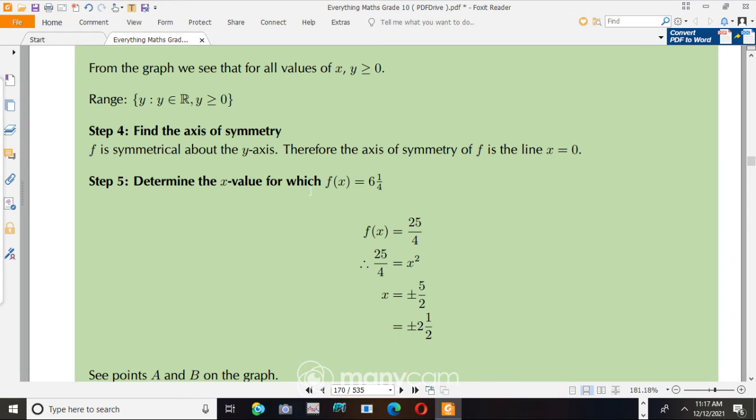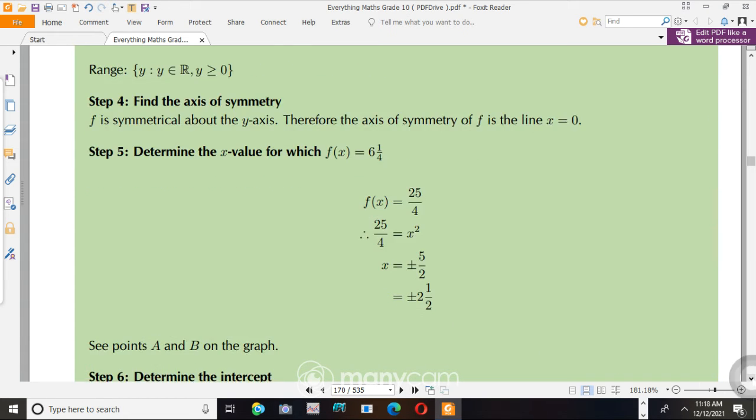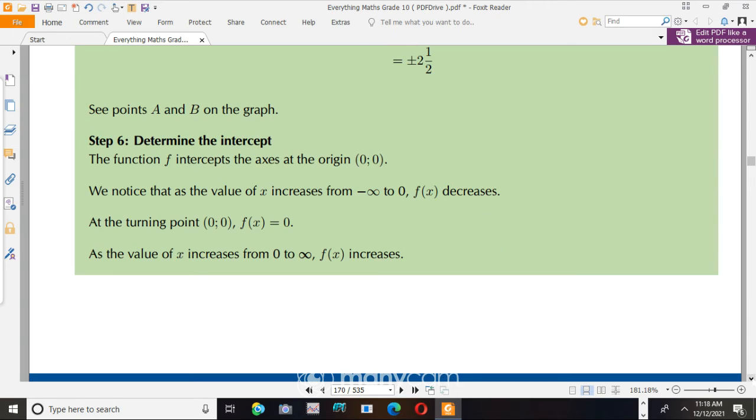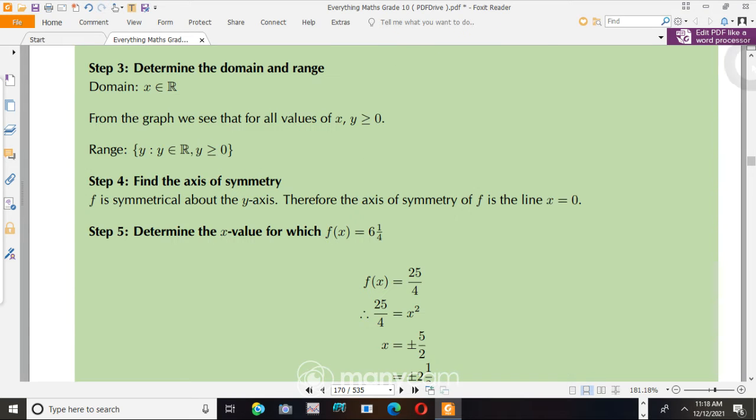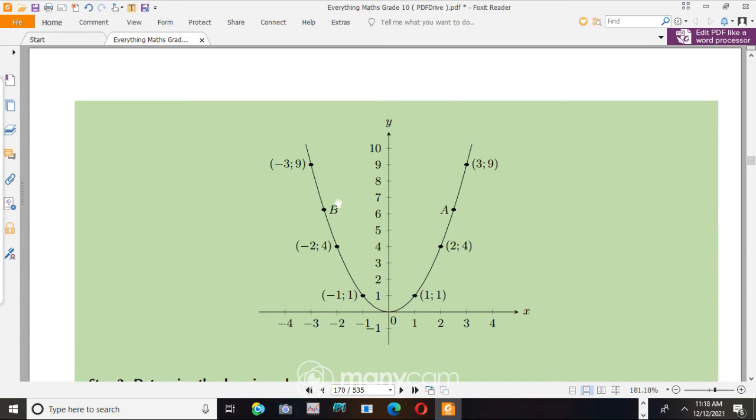Determine the x value for which f of x is equal to 6 1 over 4. So f of x is equal to 6 times 4 is 24, plus 1 is 25 over 4. Substituting this value for f of x, we can solve for x. x will be plus or minus 5 over 2. So you can solve it in this way. See the points A and B on the graph, the values that you have solved.